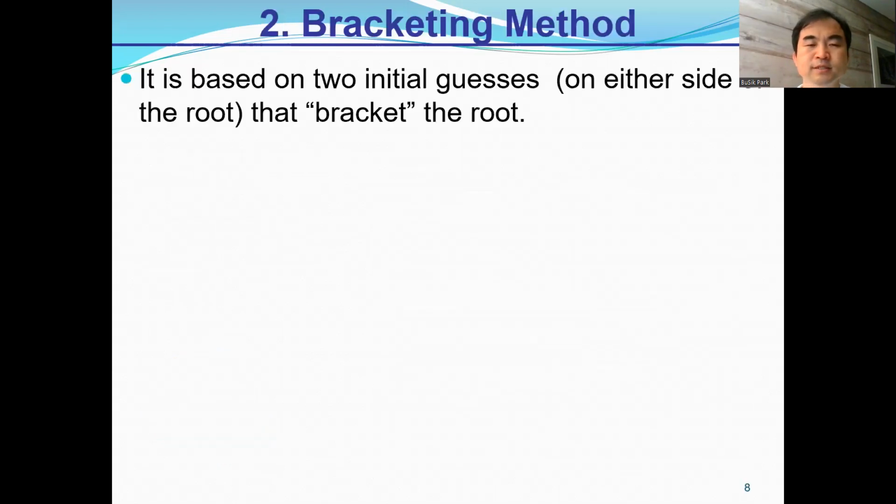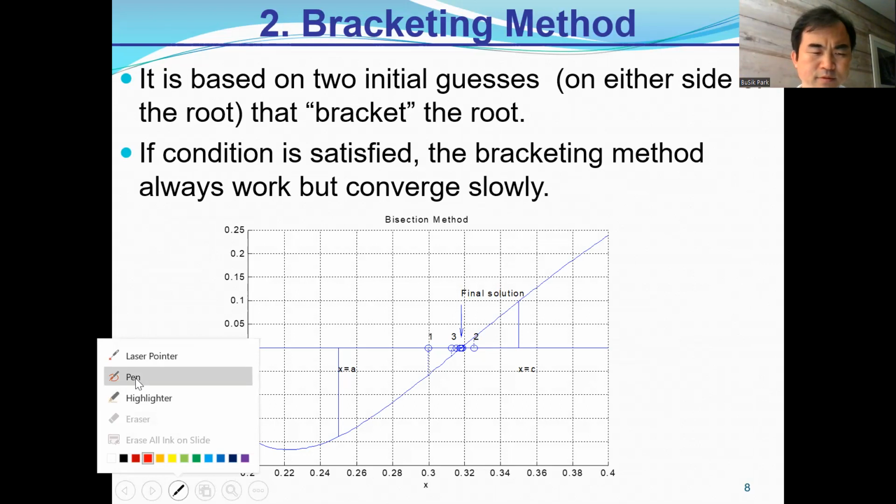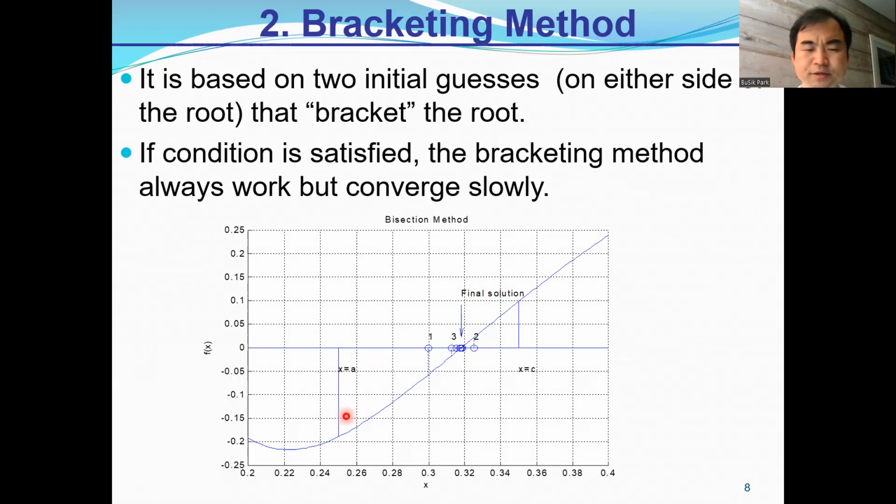The second one is the bracketing method. In the bracketing method, we set two initial points, like here and here. Using the two points, the signs of the two function values are such that one is positive and the other is negative, because the root is between those two points.